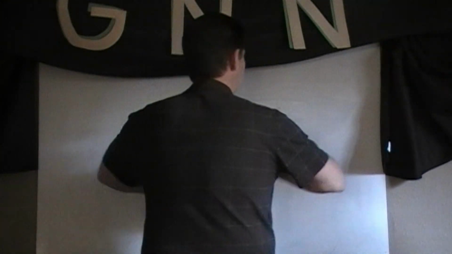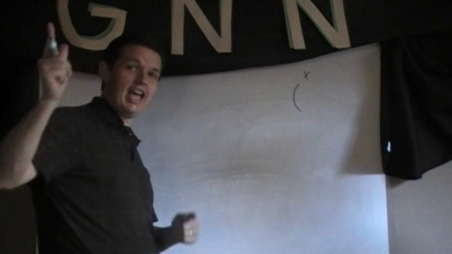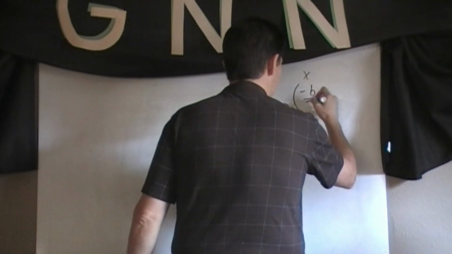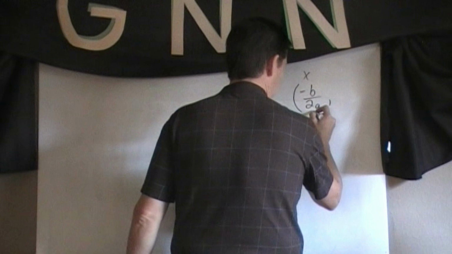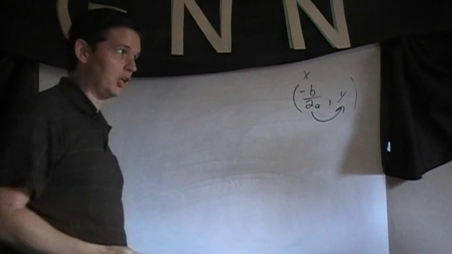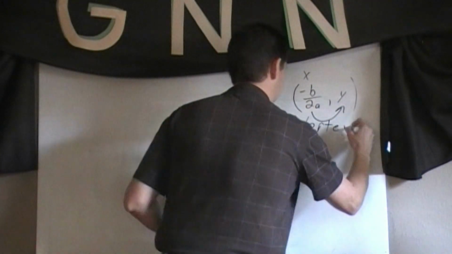All right, so don't forget the vertex. The x value is negative b over 2a. You plug it into the equation to get your y value. That's the first thing you have to do. That's called the vertex.